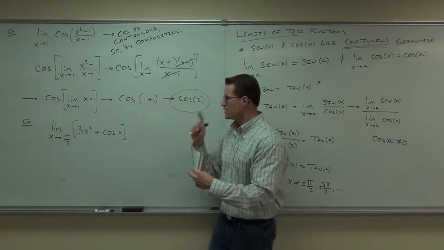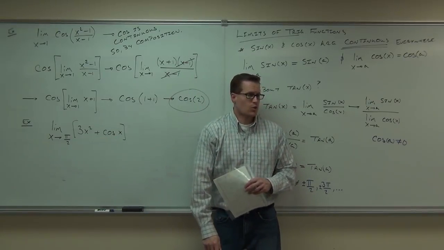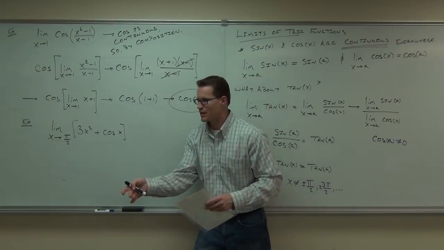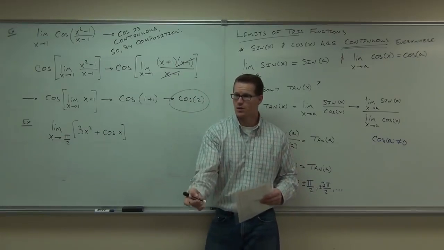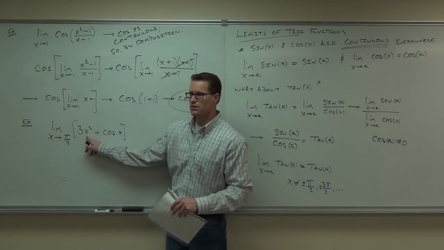So can we try to plug in a number here? Is that okay? Sure, as long as we don't run into an issue, i.e. you plug in something that's not even in the domain, like a negative root, or you have a denominator that's 0. That would be the only issues you have. Do you have an issue if you plug in pi over 2 here?